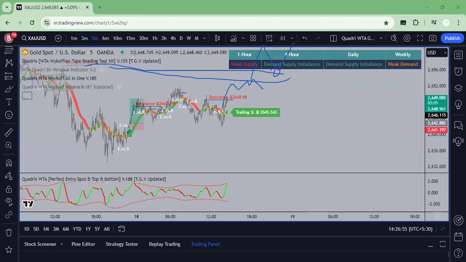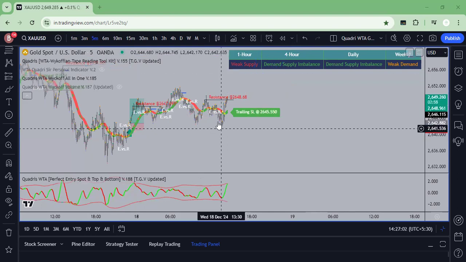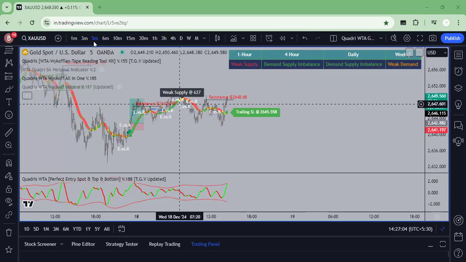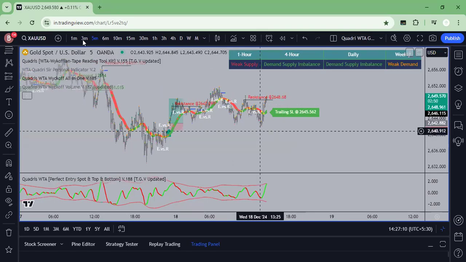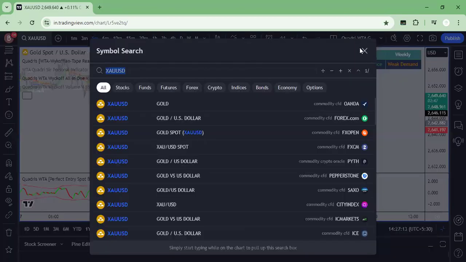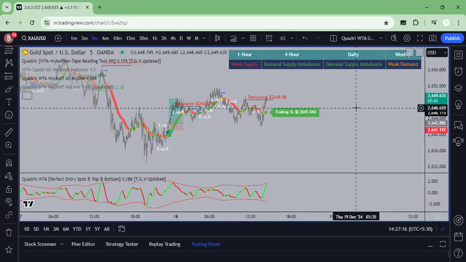So there is nothing happening in this particular chart. So I'll not get into this one because we are not getting anything on 5 minute, and I don't recommend gold traders go below 5 minute. Any other chart which you want me to dive into?